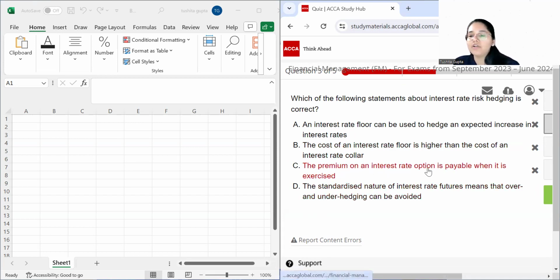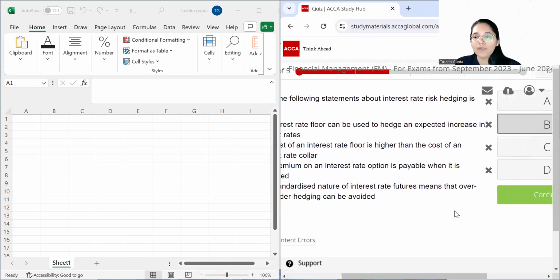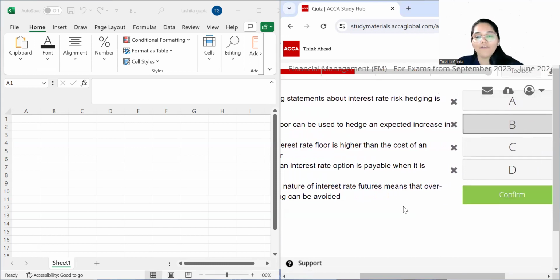Premium on an interest rate option is payable when it is exercised. This is absolutely wrong. Whenever you're buying the option is when you pay the premium. It is a non-refundable payment. Then the standardized nature of interest rate futures means that over and under hedging can be avoided. This statement is also incorrect. So this cannot be your answer. Option B is what we have as the answer.